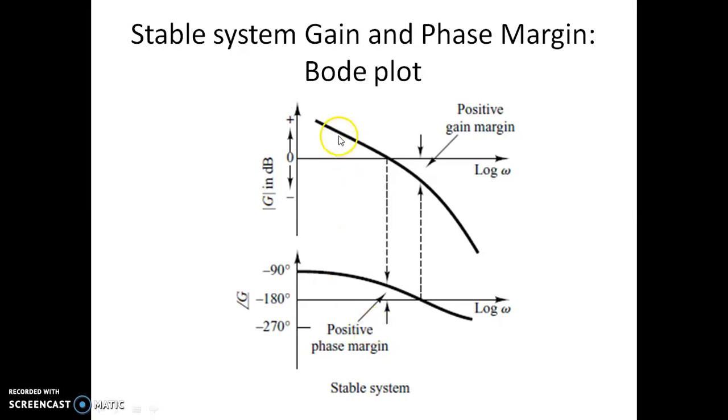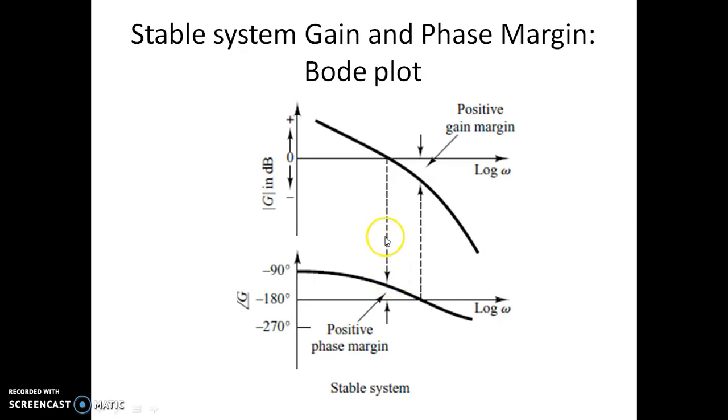Assume that this is the magnitude plot of the Bode plot, and this is the phase plot of it. Now you can see what we define as omega GC, that is, the gain crossover frequency. You can see this is 0 dB on the magnitude plot. Whenever the magnitude becomes 0 dB, that is equal to 1. This corresponds to omega GC.